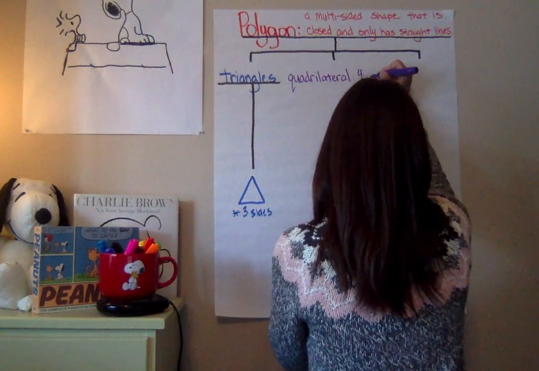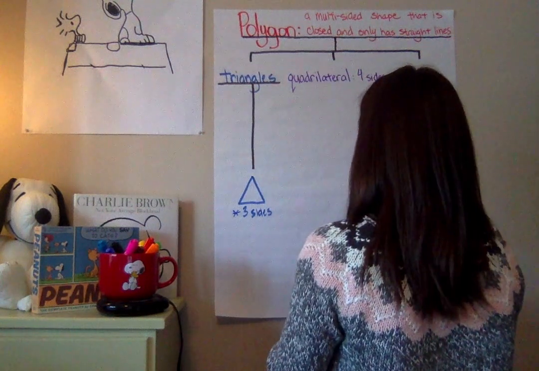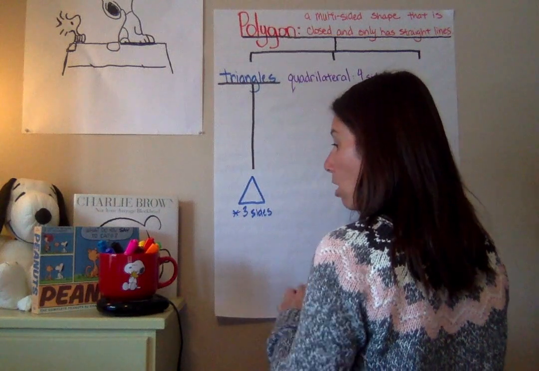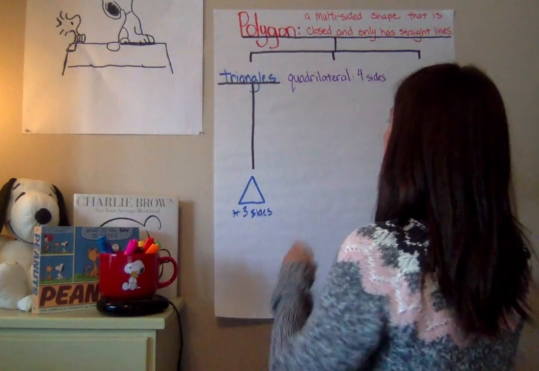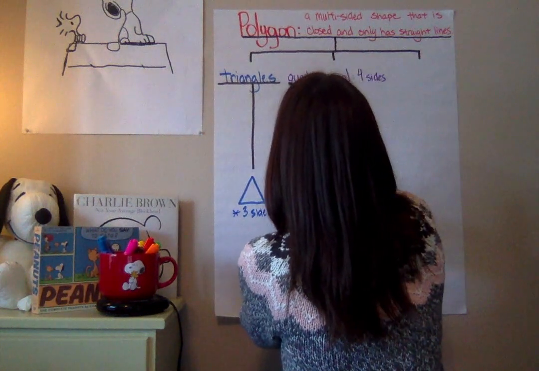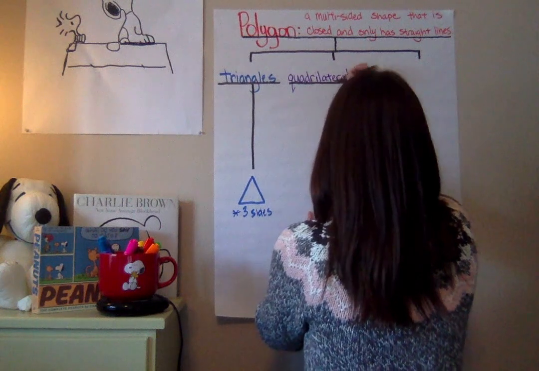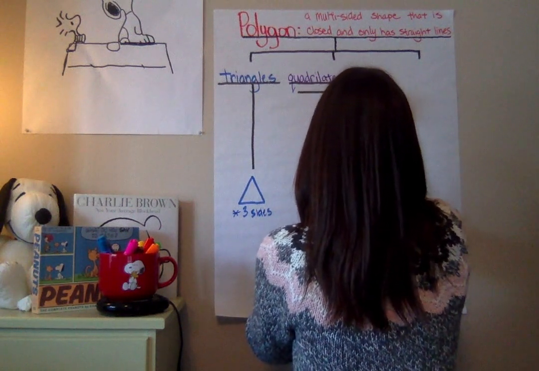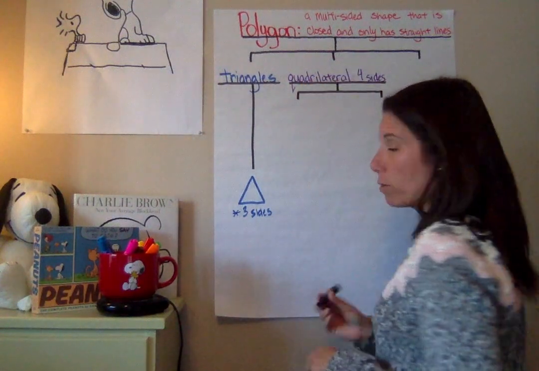4 sides. That way I can remember quad means 4. Okay, all of these shapes have 4 sides. So I'm going to start by underlining here. And then I'm going to break my quadrilaterals into 2 categories.